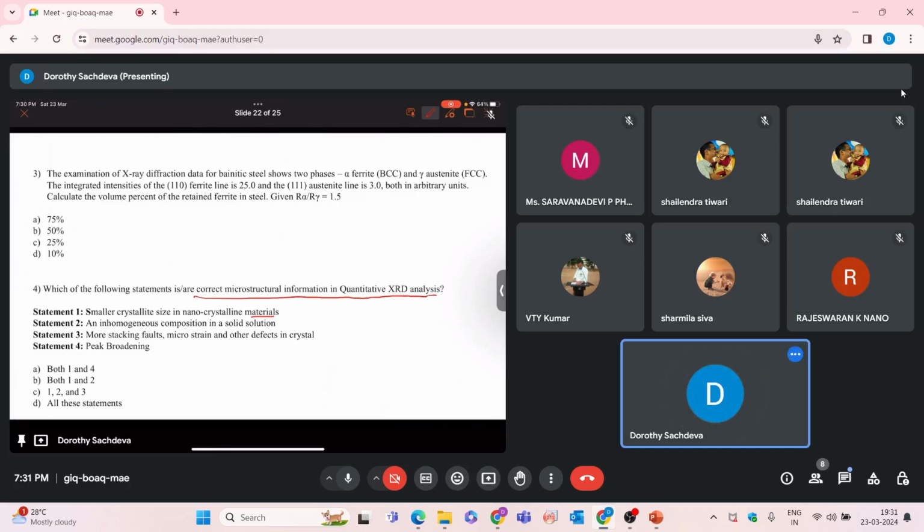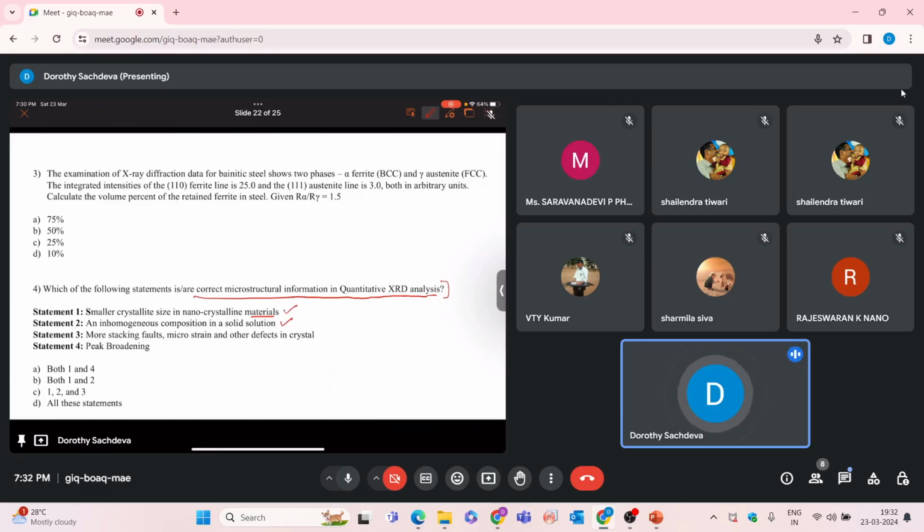Yes, this information can be tallied by your quantitative XRD analysis using your Scherrer formula and all. Statement 2 says, an inhomogeneous composition in a solid solution. Yes, this we discussed in the previous question itself. Composition can be calculated. So statement 1 is correct, statement 2 is correct.